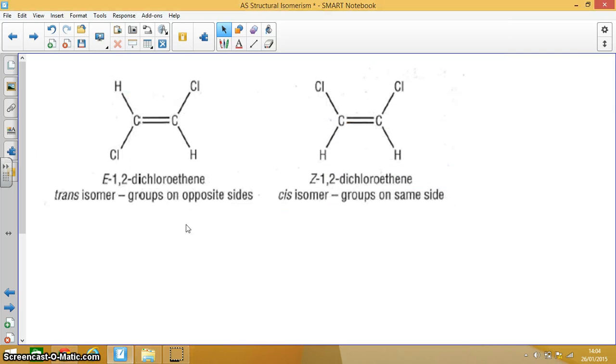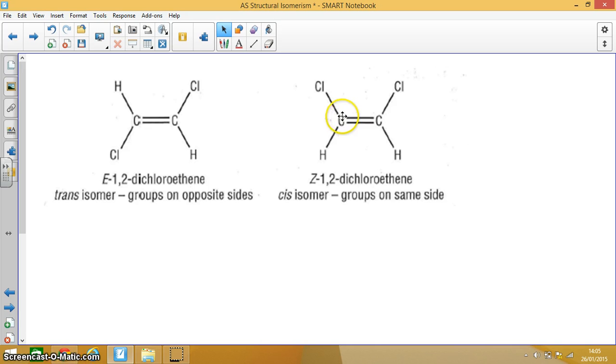So if we look at the display formula of both of these molecules, there is a significant difference. This is the one isomer where the chlorines are on carbons joined together by a double bond but are opposite each other, and this is called the E isomer. And because the chlorines are effectively on opposite sides of the double bond, this is known as the trans configuration. So this is the E isomer with the trans configuration, which is different to this one.